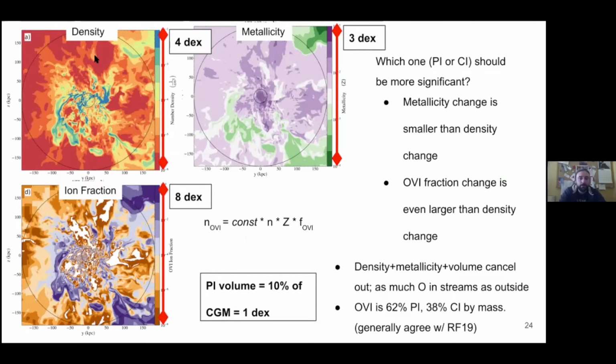So to do this very roughly, this is about 4 orders of magnitude from the low density stuff to the high density. This is about 3 orders of magnitude from the low metallicity to high metallicity. And this is about 8 orders of magnitude from low fraction to high fraction. And this gives you about 1 extra order of magnitude because it's about 10% of the CGM. So if you just add density, metallicity, and volume together, the inflowing streams are higher density, lower metallicity and volume. Those basically are a wash. Like the 4 orders of magnitude here gets canceled by these 4. And so what you're left with is the inside of the streams is 8 orders of magnitude more than the outside of the streams.